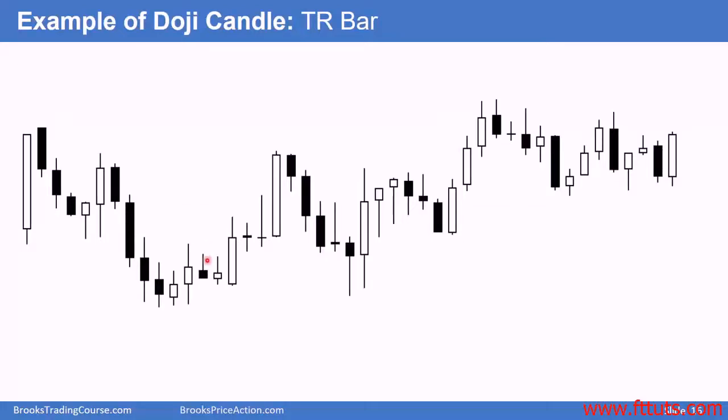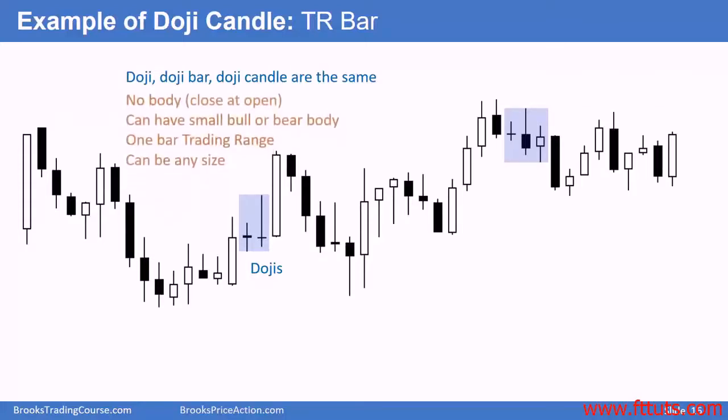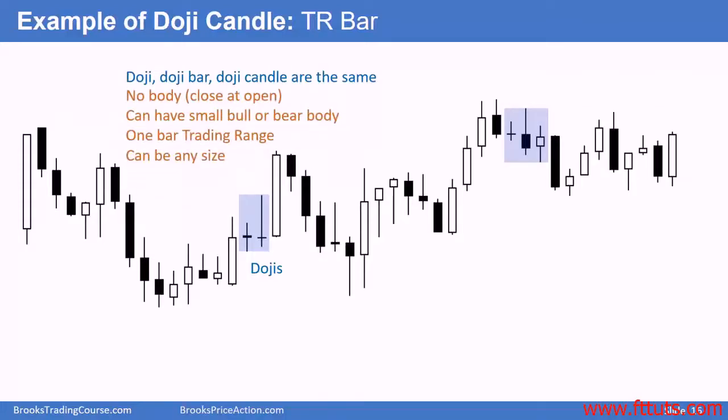Here's an example of doji candles right there. Closed around the open. Some are relatively big, some are relatively small, and every doji bar is a 1-bar trading range. And they can be any size. Is this a doji bar? It has prominent tails, but it has a pretty big body. If the body is more than half the size of the bar, I usually call it a trend bar. So I would call that a bull trend bar with prominent tails.